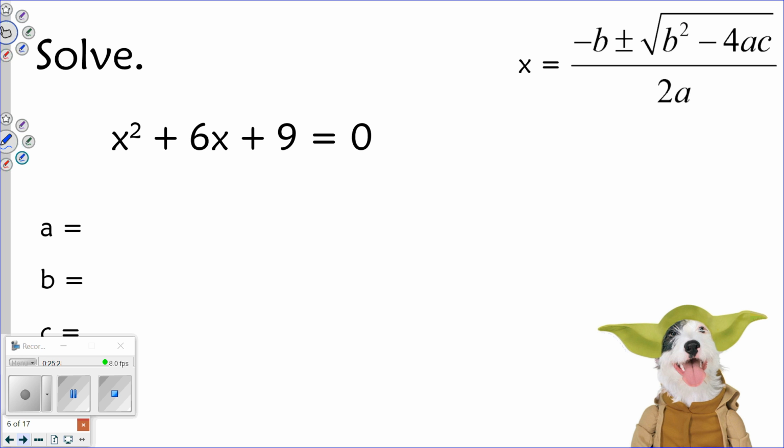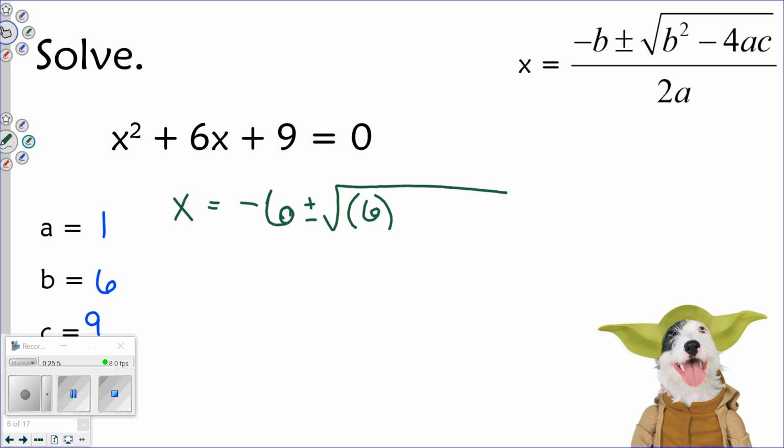All right, is it already set in the right form? Okay, my A, B, C. Hold on, hold that thought. We'll talk about some things here in a minute. All right, so let's go ahead and plug it in the formula, right? X equals negative B, negative 6, plus or minus the square root B squared, so 6 squared, minus 4 times A, which is 1, times C, which is 9, all over 2 times A, which is 1.